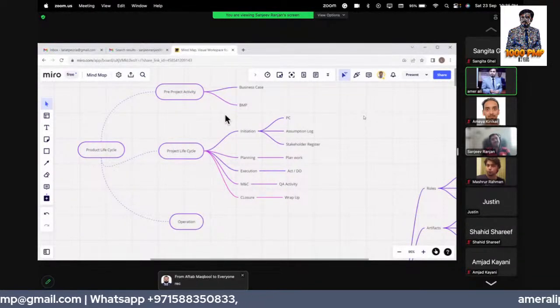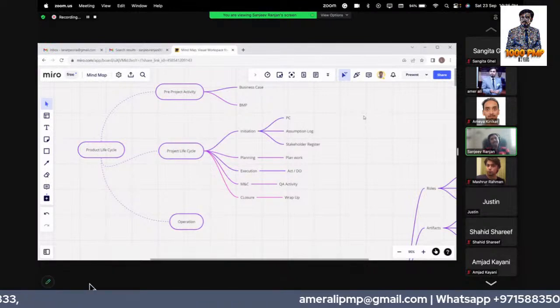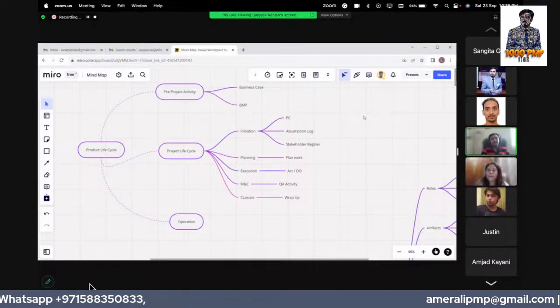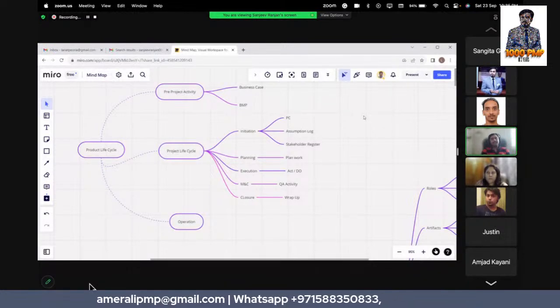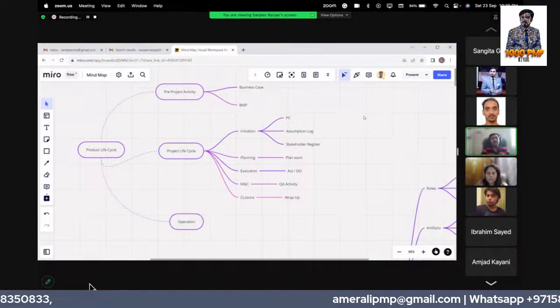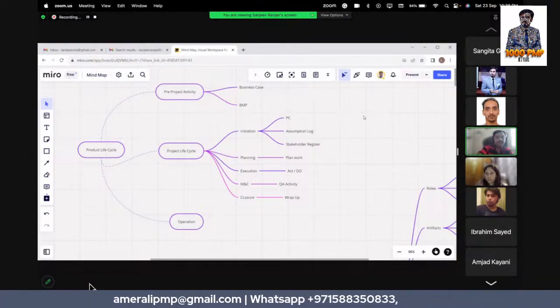Please go ahead. Okay, so we have pre-project activity, where we have business case, BMP, benefit management plan, and project life cycle, where we have initiation, planning, execution, monitoring and control, and closure. In initiation, we do three things: project charter, assumption log, stakeholder register. Planning, we plan the work. Execution, we act on it. Monitoring and control, we do QA activity. Closure, we wrap up. And there is operations. So all three together come under product life cycle.